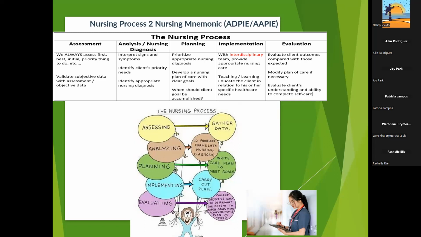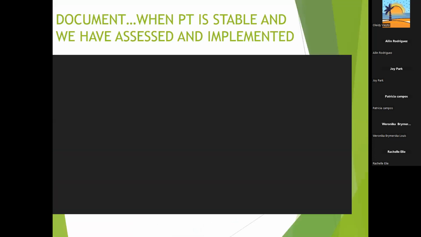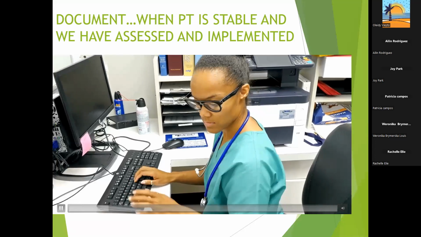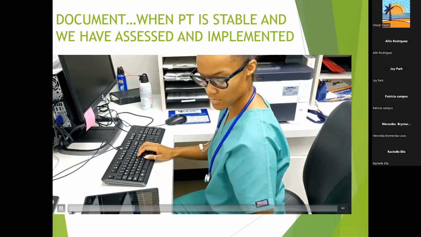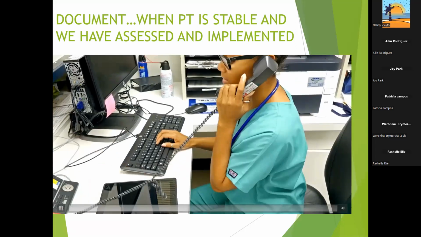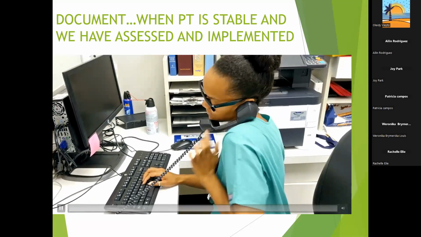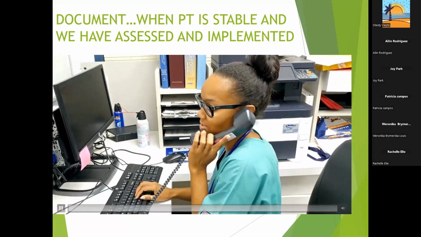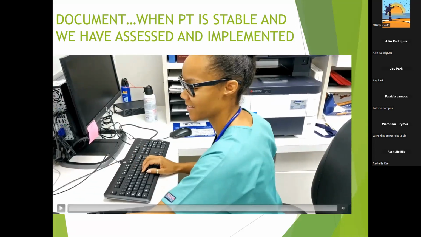when we look at the patient outcomes. And part of that, of course, will include the documentation. So the biggest part too, when it comes to nursing, is to make sure that you document when the patient is stable, and you've assessed and you've implemented. Because me sitting down means that I have no emergencies, that my patient doesn't have any emergencies.